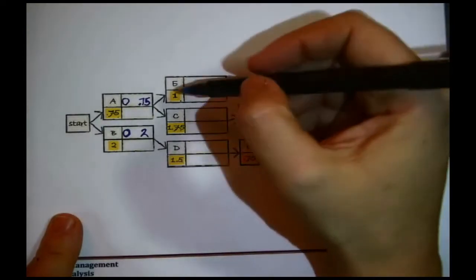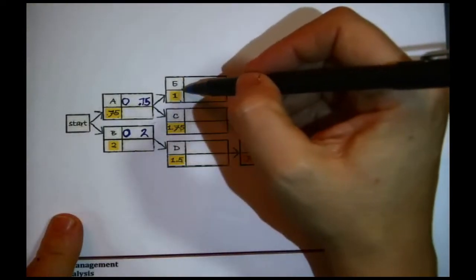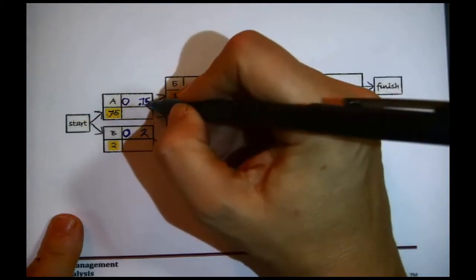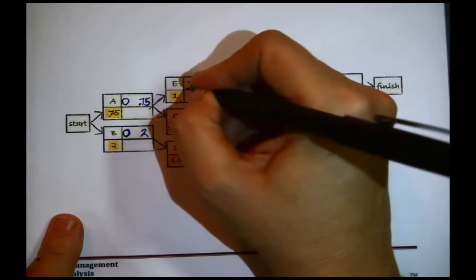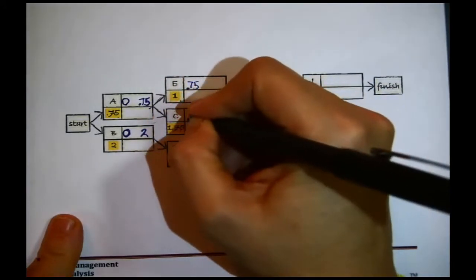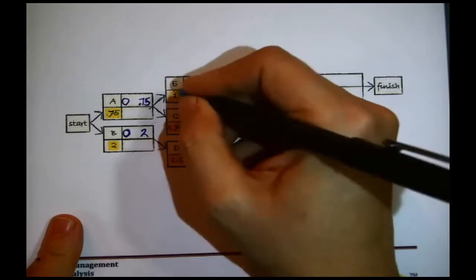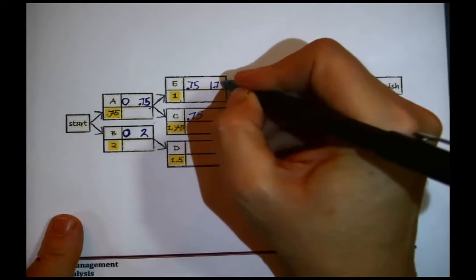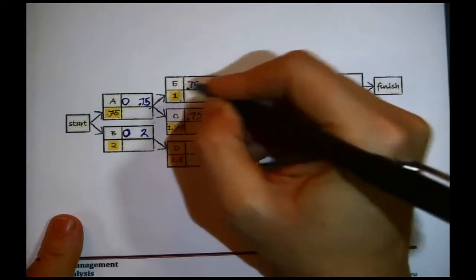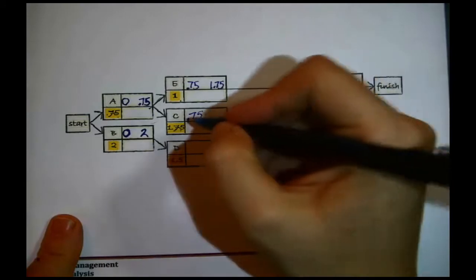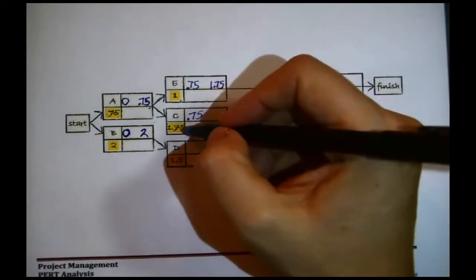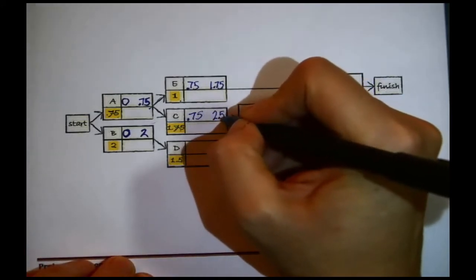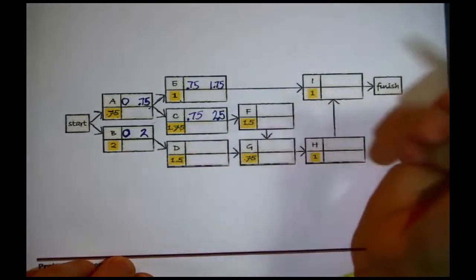E and C, just looking at the network, cannot start until A finishes. That's what these arrows mean. A, we expect will finish at the earliest in 0.75 days. Pass that number forward. That is telling us the earliest we might possibly start on those two waiting tasks. 0.75 plus 1 is 1.75. That means the earliest we might finish with E is in 1.75 days. 0.75 plus 1.75 is 2.5. The earliest we might finish with task C we now expect is in 2.5 days.